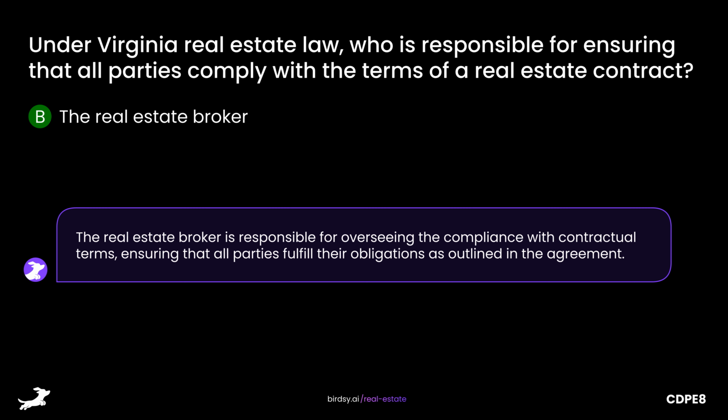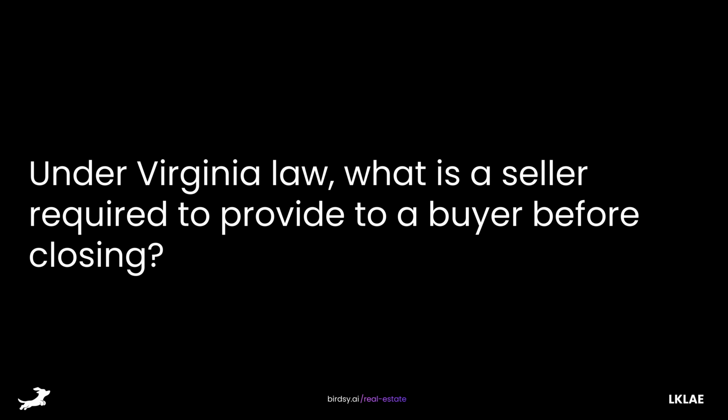The real estate broker is responsible for overseeing the compliance with contractual terms, ensuring that all parties fulfill their obligations as outlined in the agreement. Under Virginia law, what is a seller required to provide to a buyer before closing?